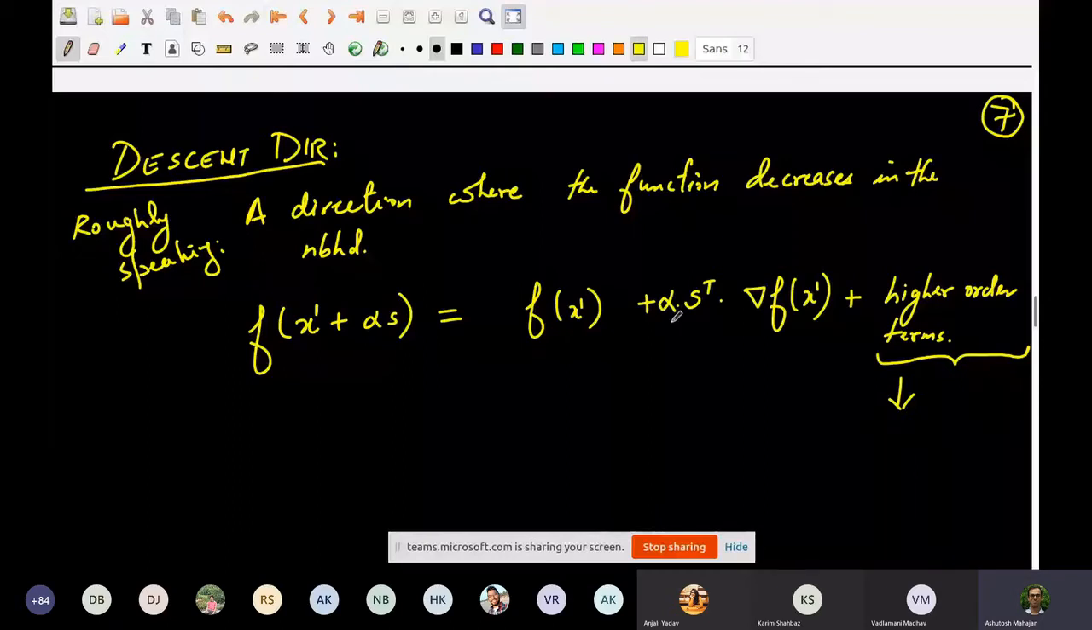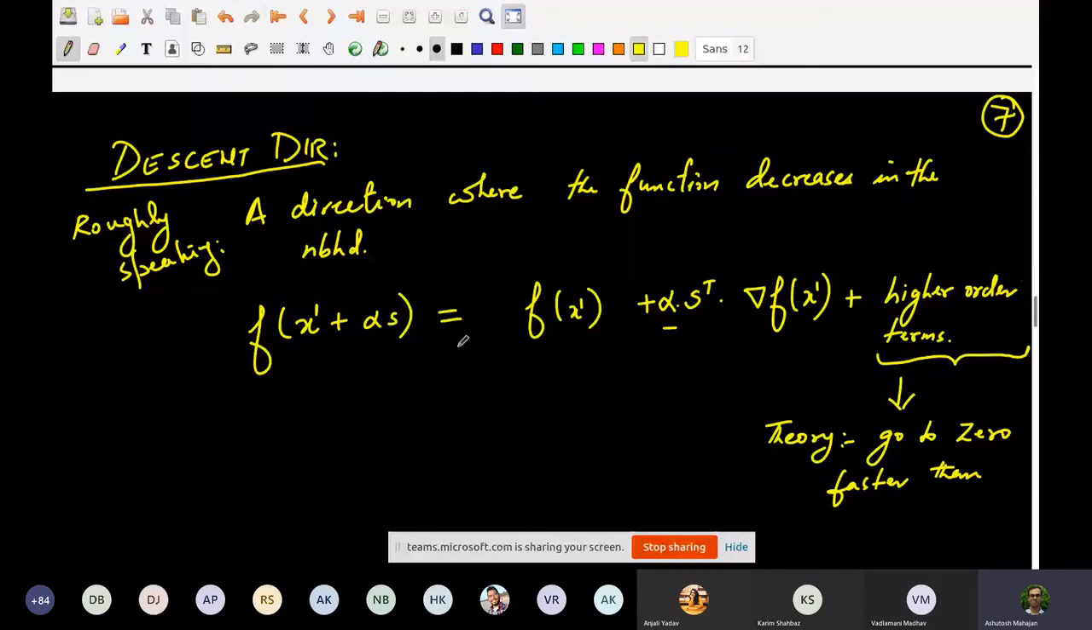So the higher order terms, the theory tells us, are of order alpha square, or they go to 0 faster than this term, because this term is also going to go to 0 as alpha goes to 0. At alpha equal to 0, this term goes to 0, and these higher order terms also have alpha factors, alpha square and alpha cube, so they all go to 0. And at alpha equal to 0, this becomes a trivial equation.